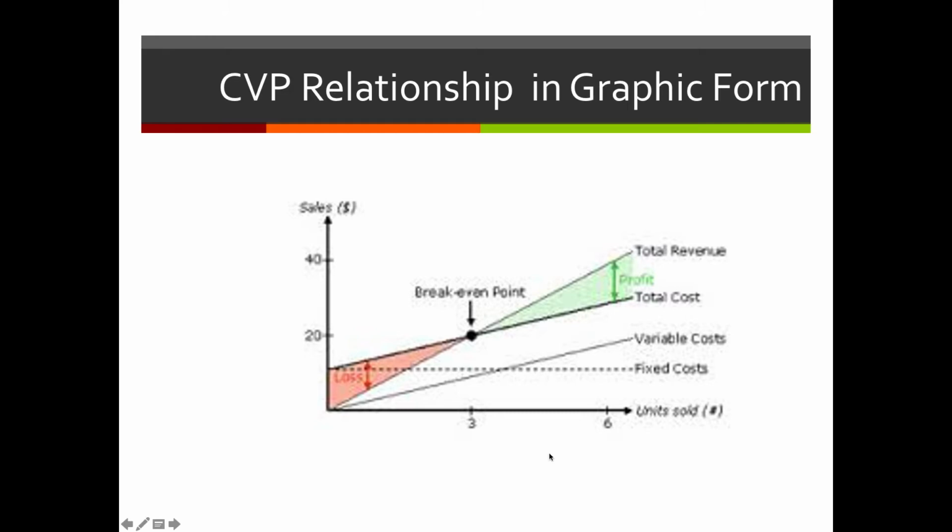This is how the break-even point looks in graphic form. If you are selling units here on the X axis, you will see that the more units you are selling, you are passing from a loss to profit, because here you have this fixed cost to be absorbed. So when you are selling zero, your loss will be equal to your fixed cost.